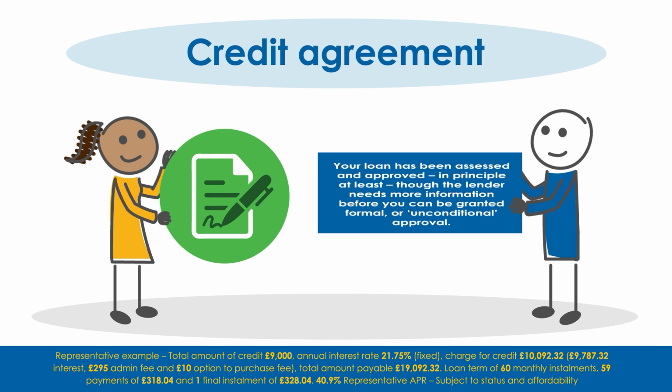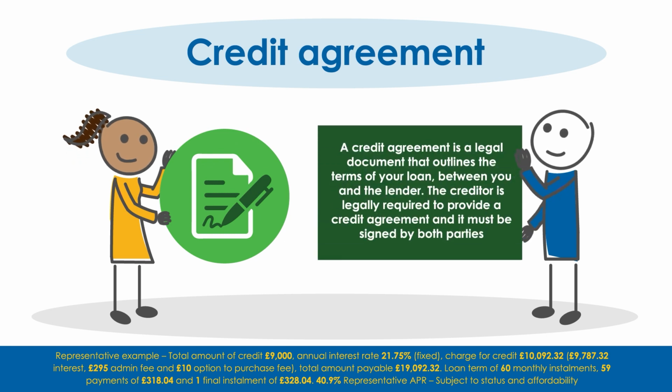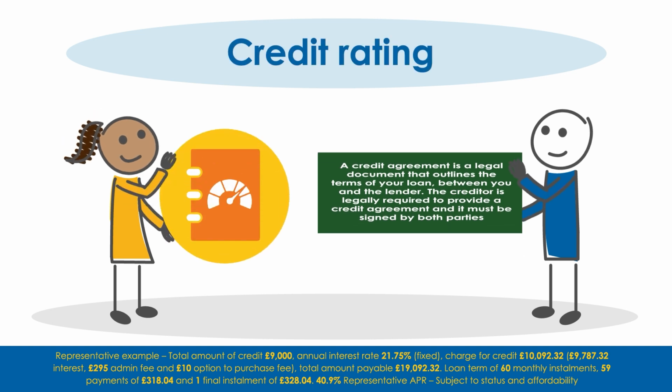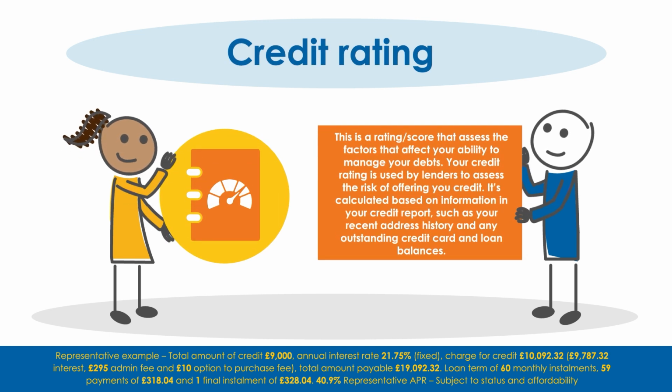Credit agreement is a legal document that outlines the terms of your loan between you and the lender. The creditor is legally required to provide a credit agreement and it must be signed by both parties. Credit rating. This is a rating or score that assesses the factors that will affect your ability to manage your debts. Your credit rating is used by lenders to assess the risk of offering you credit. It's calculated based on information in your credit report, such as your recent address history and any outstanding credit cards and loan balances.